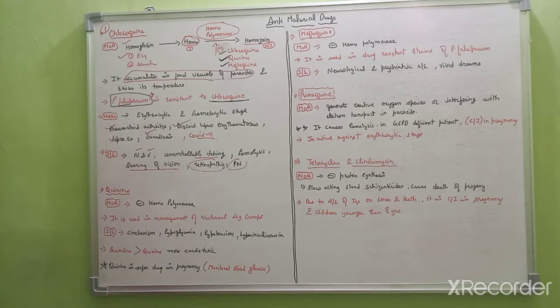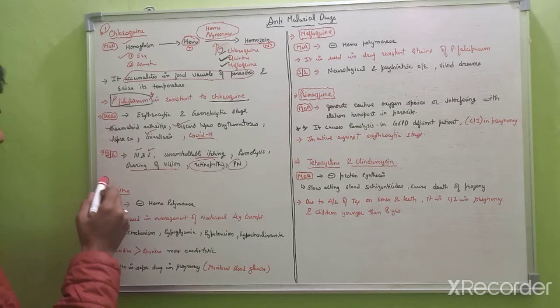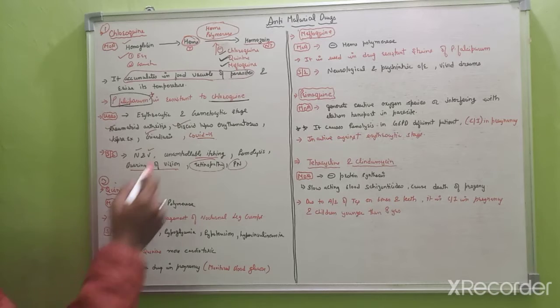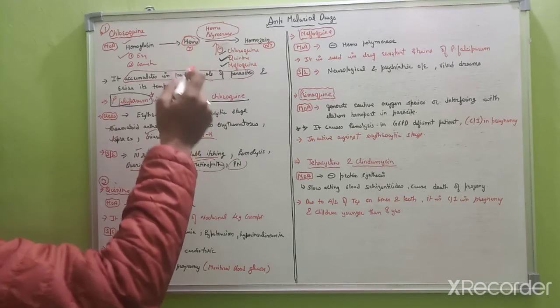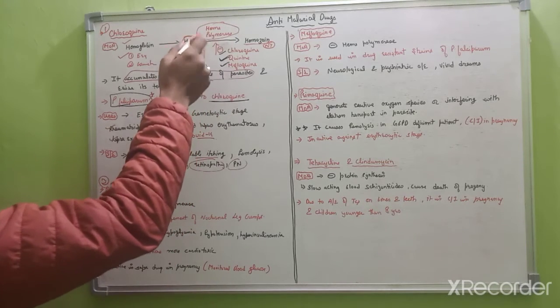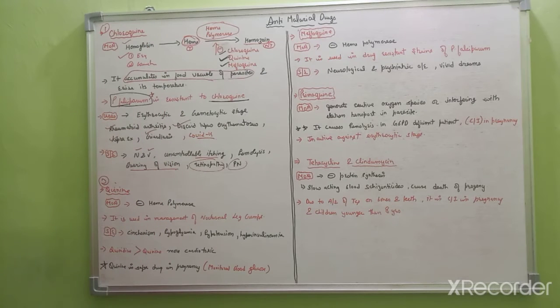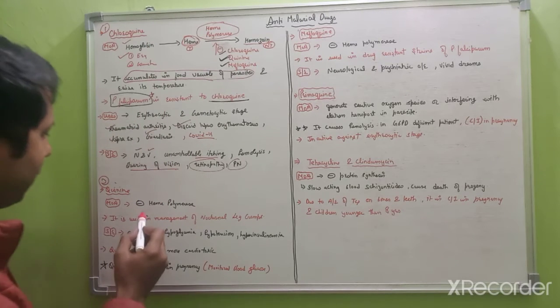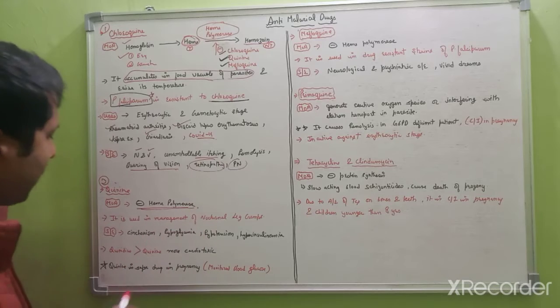Now the second drug is quinine. Remember, quinine will also inhibit this enzyme heme polymerase. So there is an accumulation of heme which is toxic to the parasite. So it will inhibit the heme polymerase enzyme.